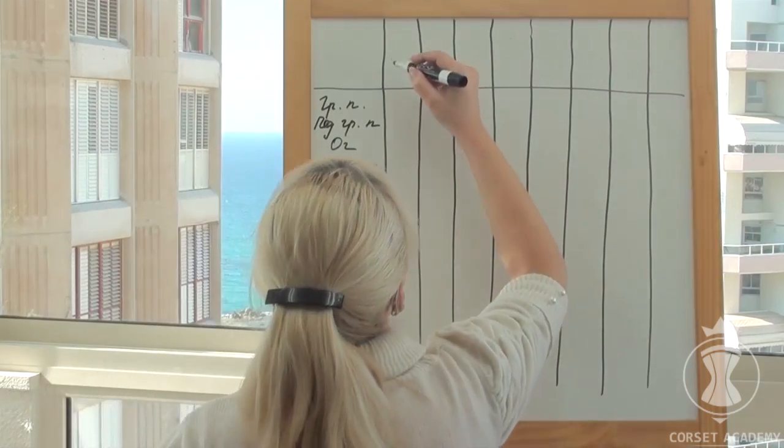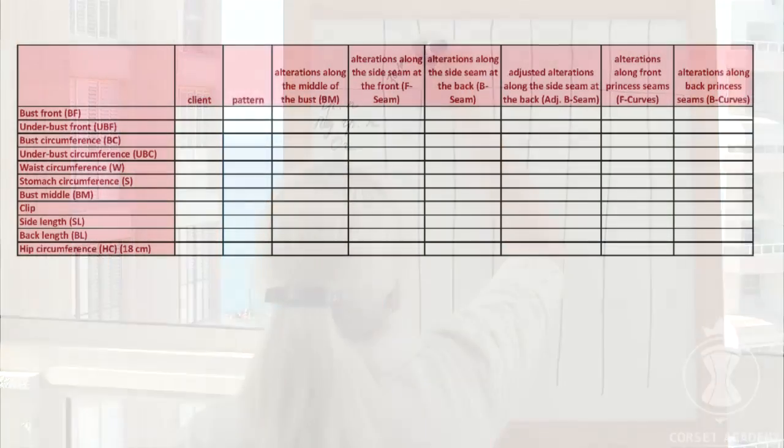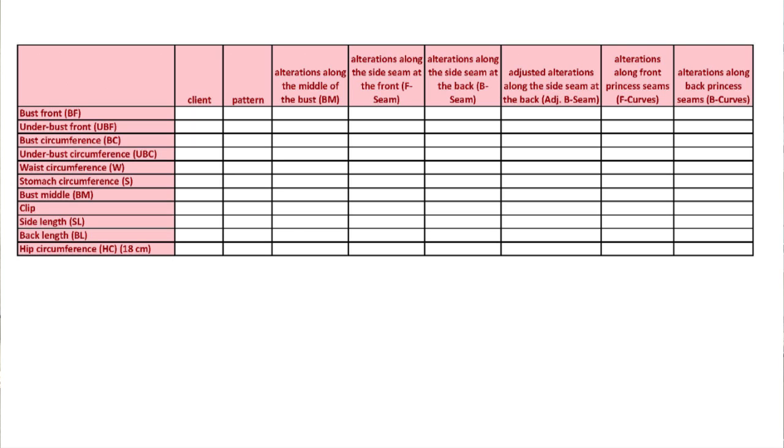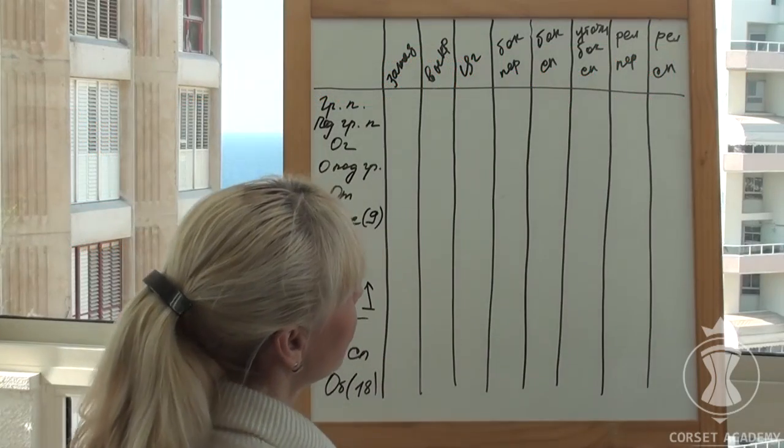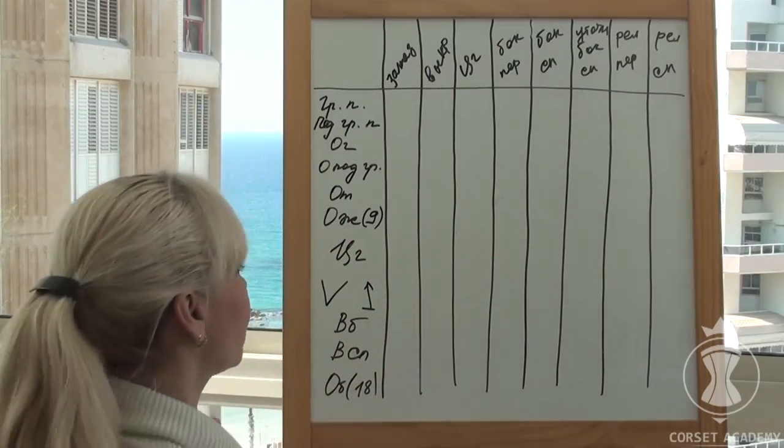Let's return to the table. The remaining columns will contain client's measurements, pattern measurements, alterations along the middle of the bust, BM, alterations along the side seam at the front, F seam, alterations along the side seam at the back, B seam, adjusted alterations along the side seam at the back, adjusted B seam, alterations along front princess seams, F curves, and alterations along back princess seams, B curves. All values in the table are measured in centimeters.